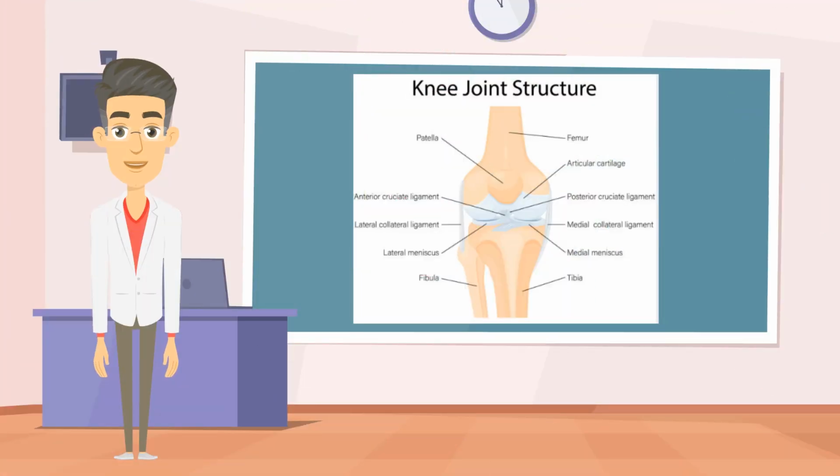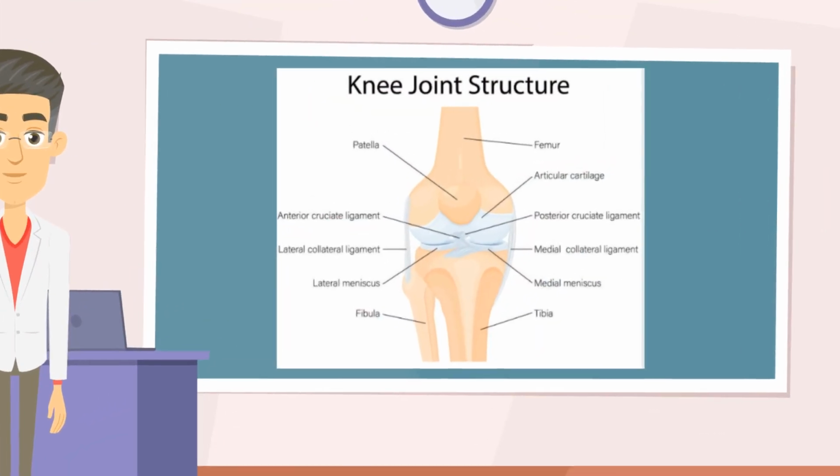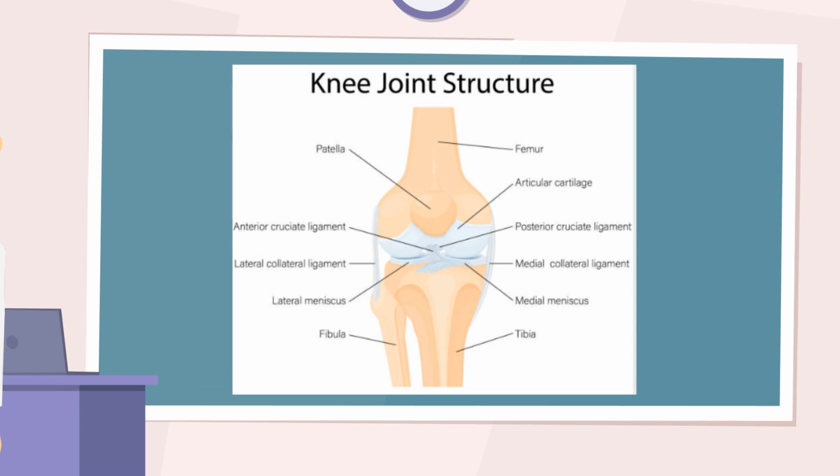The femur and tibia form the main bones of the knee joint, while the patella, also known as the kneecap, lies in front to protect the joint. Ligaments are strong bands of tissue that connect bones together, and in the knee, there are four major ligaments: the anterior cruciate ligament, the posterior cruciate ligament, the medial collateral ligament, and the lateral collateral ligament. These knee ligaments provide stability and prevent excessive movement of the joint.